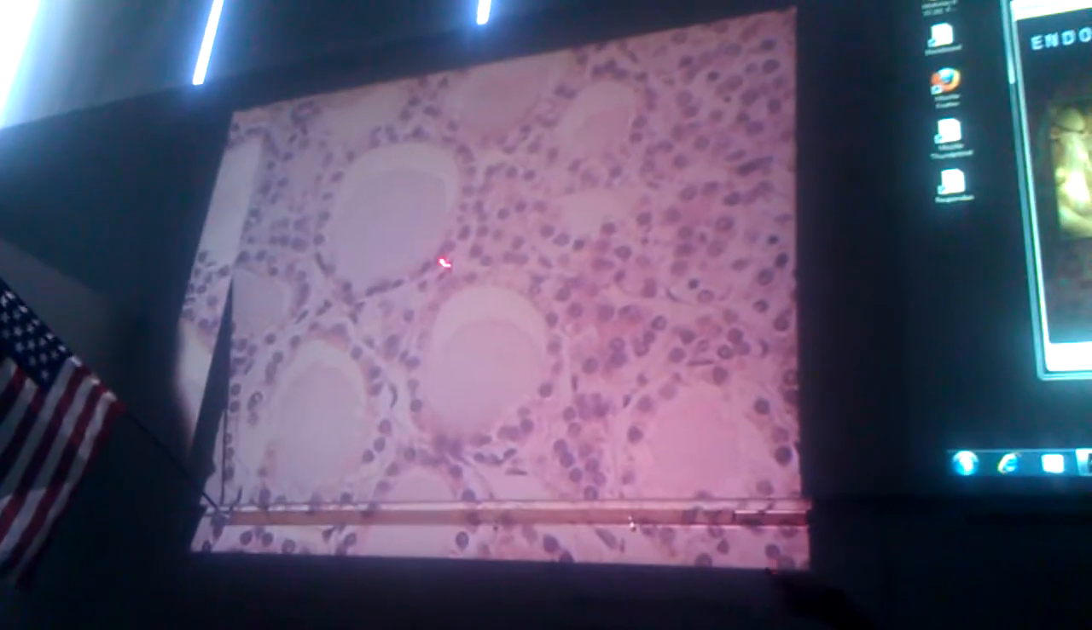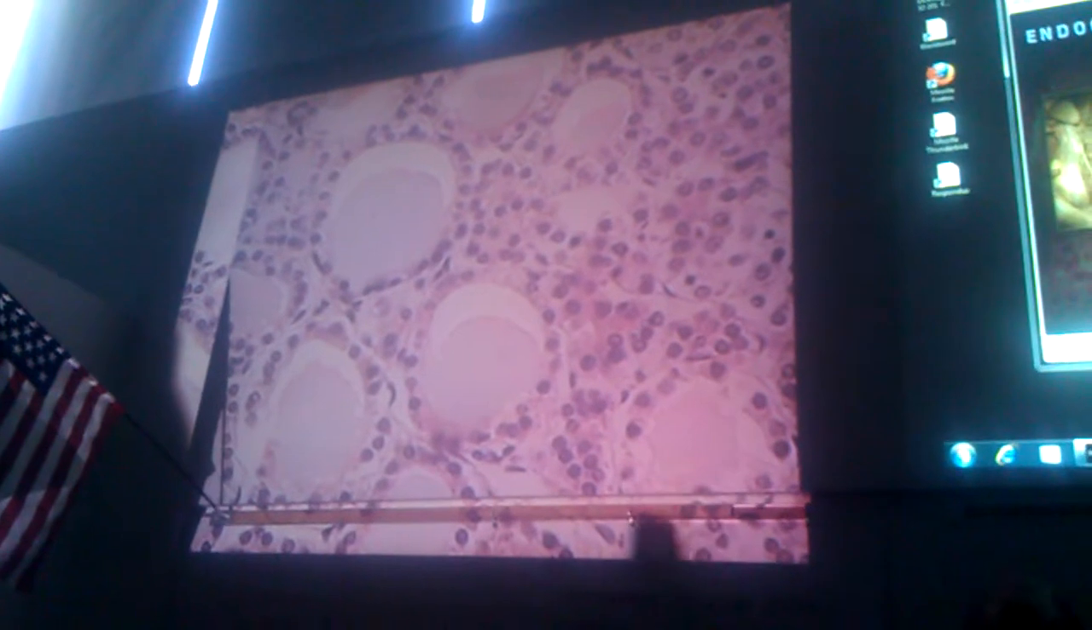We actually do see some parafollicular cells here, but I had crossed it out before because in the sample that I had, I couldn't really discern any readily, so I said, forget this.